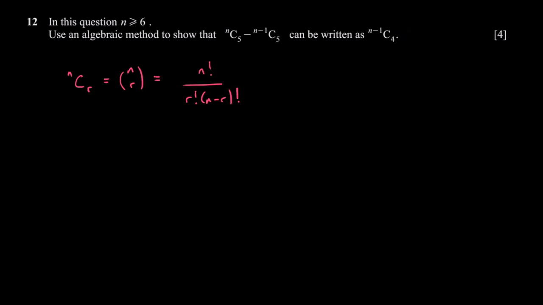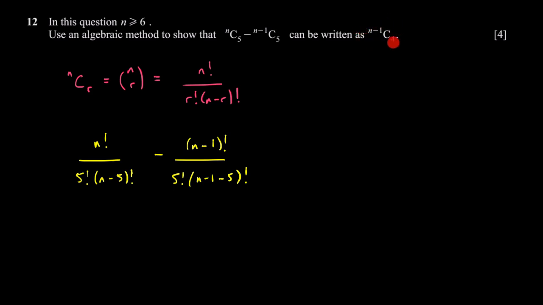So let's just write that out. What's NC5? NC5 will be n factorial over 5 factorial times n minus 5 factorial. And what's n minus 1 C5? Well, that, again, using the formula, will be n minus 1 factorial over 5 factorial times n minus 1 minus 5 factorial. And I think it's probably going to be a helpful thing just to know what we're aiming for, right?